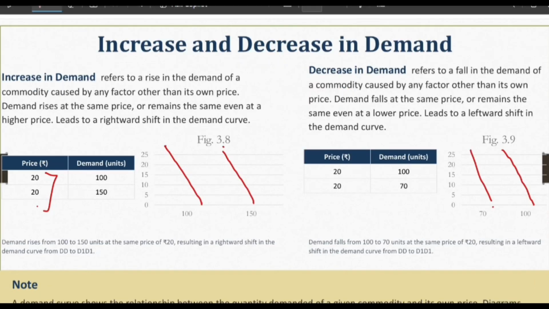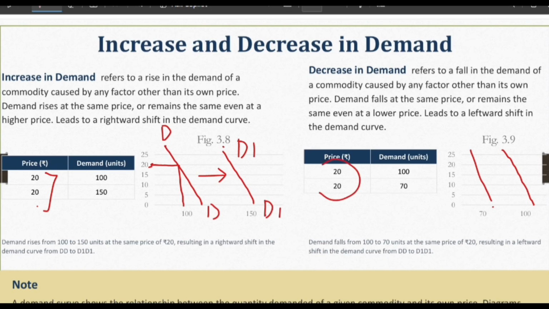Now see, at the same price 20, earlier the demand was 100. For example, let us suppose here was your demand curve DD. Now, at the same price, the quantity demanded has increased to 150. So this is your demand curve D1. As you can see, there is a rightward shift. So when there is an increase in demand, a rightward shift takes place in the demand curve.